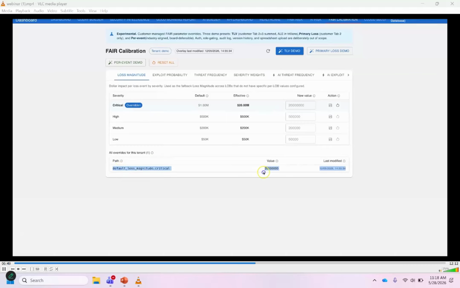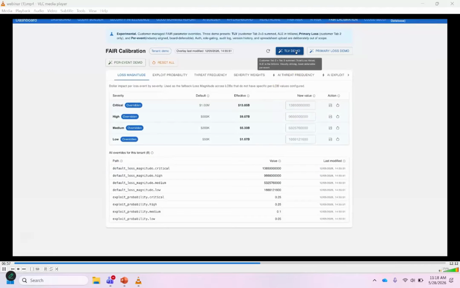One more thing, notice the 3 preset buttons at the top of this page: TLV preset, primary loss preset, per event preset. These let you load demonstration sets of values quickly. Let me show you why those matter. 3 presets, 3 different risk conversations.